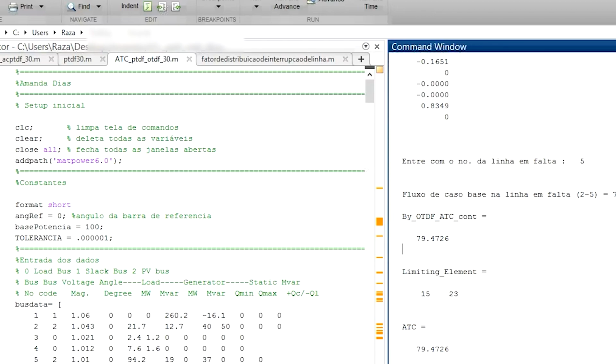And this is actually a basic load flow, and further processing has to be done on that.